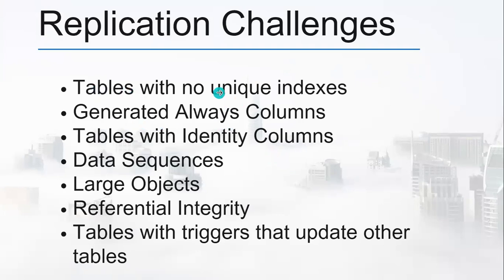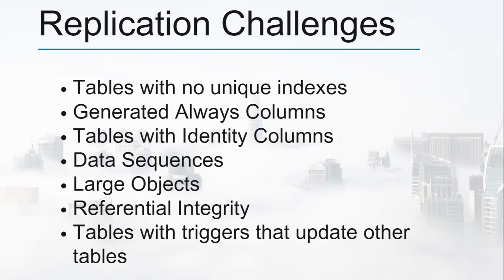Tables with no unique indexes may have challenges. Generated always columns, tables with identity columns, data sequences, large objects, referential entities, tables with triggers that update other tables. If you have any of these use cases from the listed items, you may face some sort of issues. But as I mentioned again, there are solutions to these issues as well. But again, how do you need to tackle it?